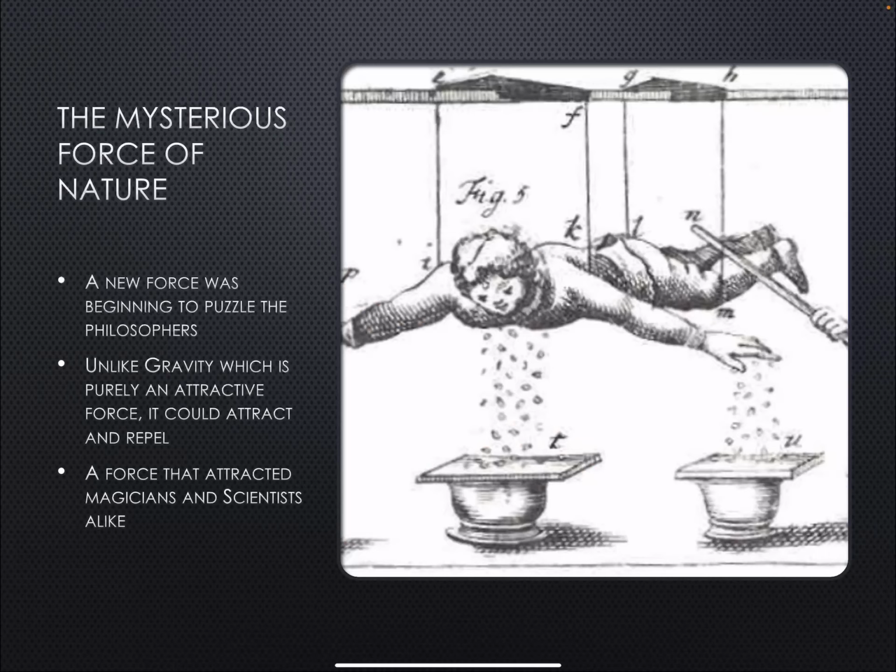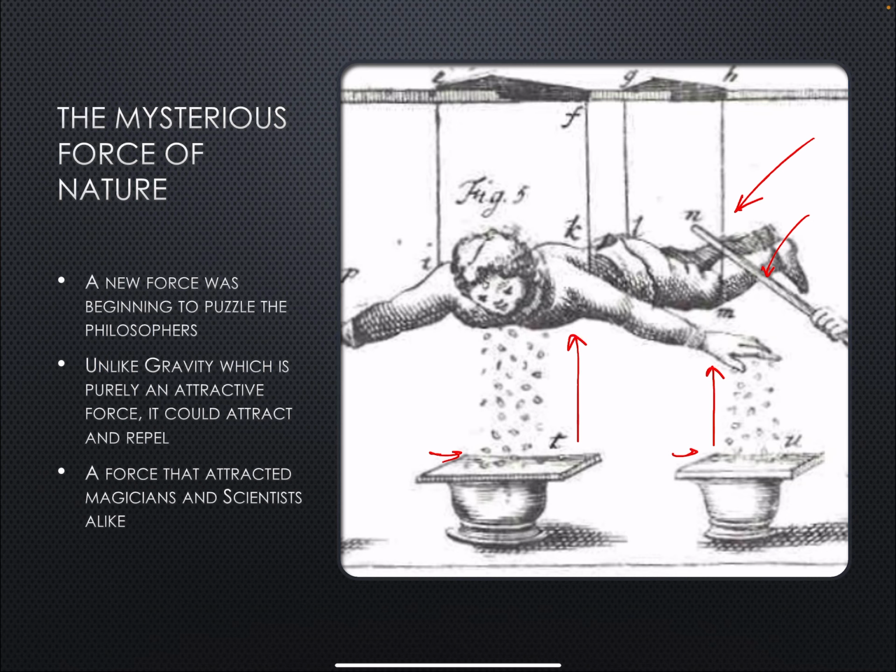Now, this new force of nature that was piquing the interest of magicians was a force which, unlike gravity, could both repel and attract. Shown here is a famous trick where a boy is hung by wires and charged by this rod. Once the boy is charged, the small gold leaf on this plate will be attracted to the boy, flying and being drawn towards the boy's body and hands.